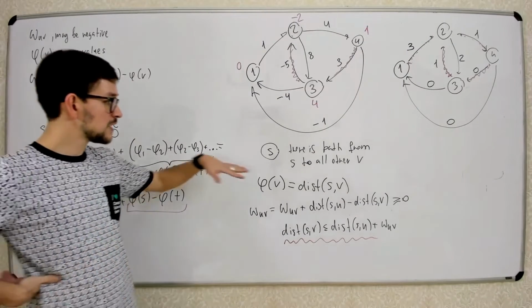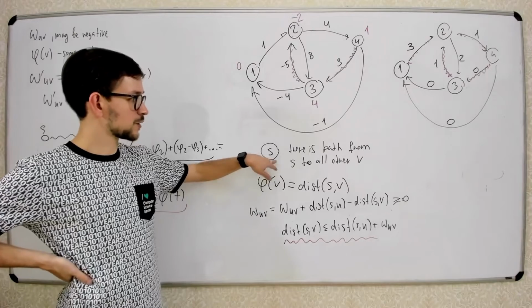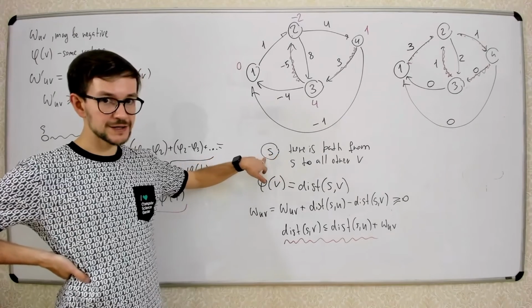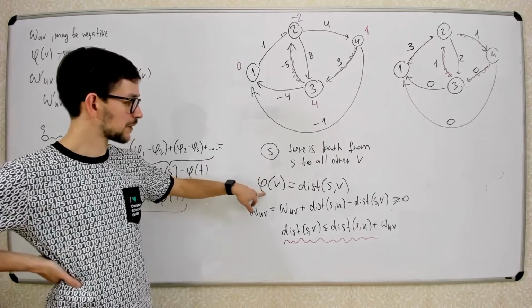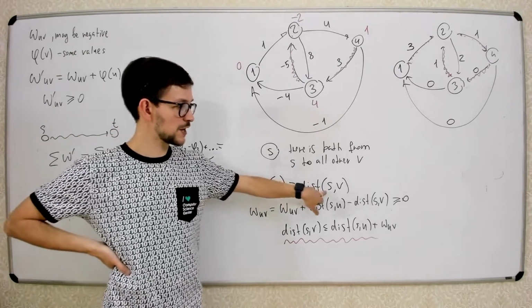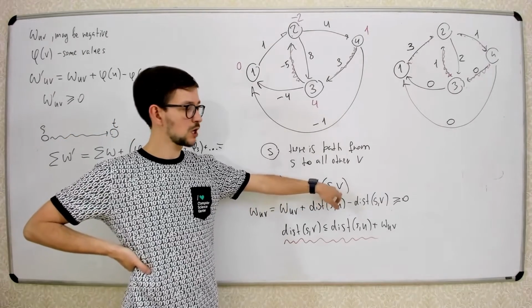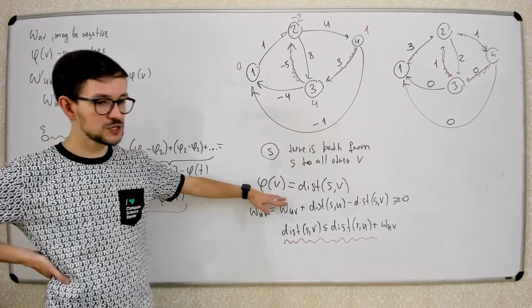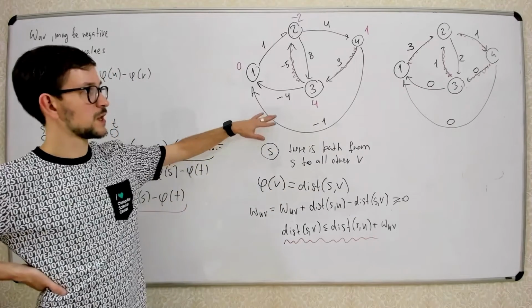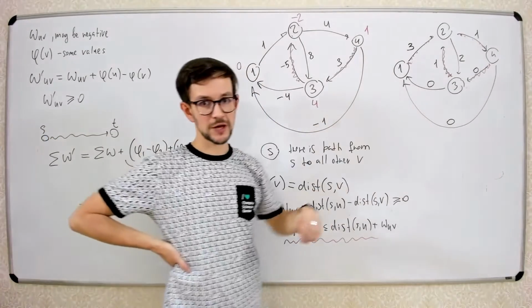So that's true. If I have some node S such that all other nodes are reachable from it, then I can apply the potential function as the distance from S to this node. And if I use these potentials in my graph, then all the modified weights will be non-negative.